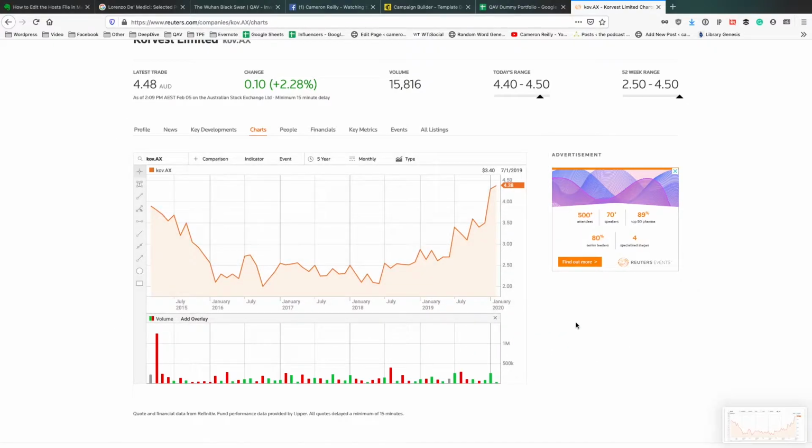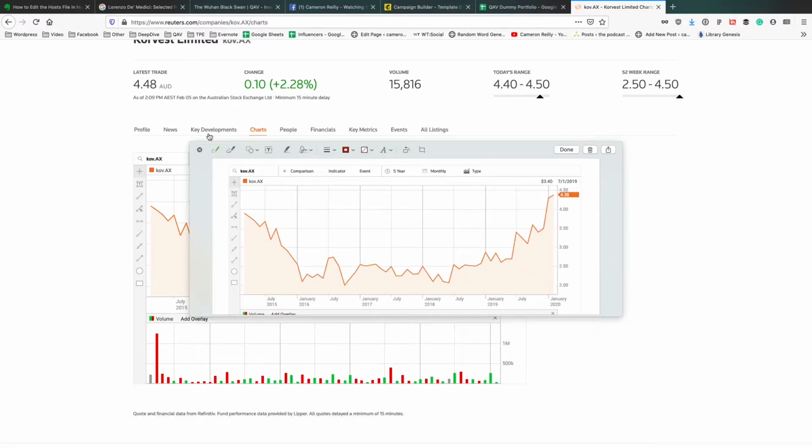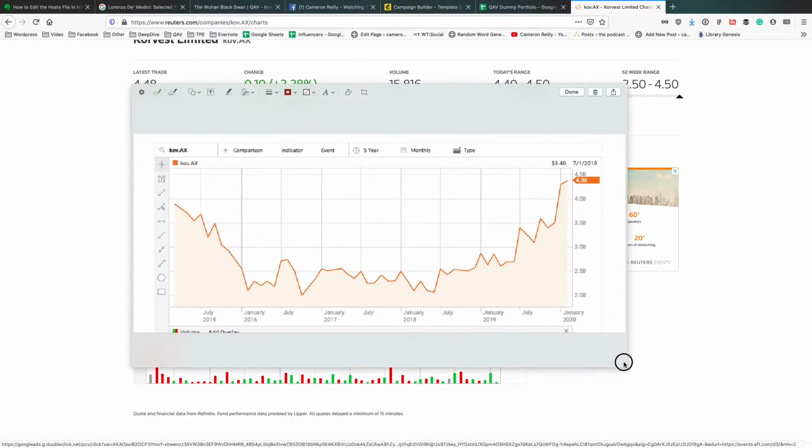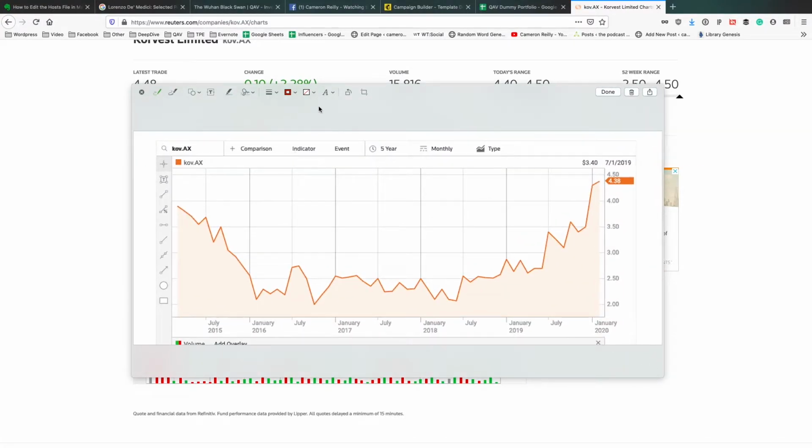I found this is sort of better than trying to use Reuters tools. Bring it up in my little, whatever this is, Mac screen grab tool. And then I can draw some lines.